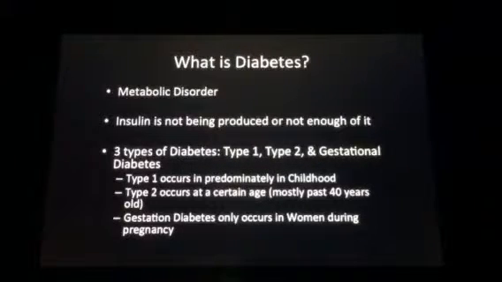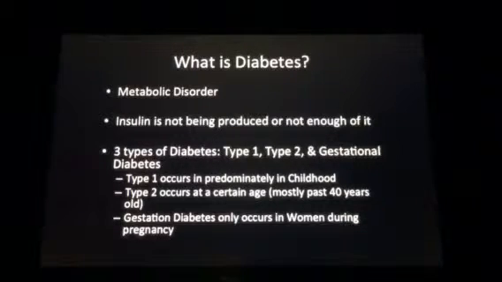First, we need to talk about what is diabetes. Diabetes mellitus is defined as a metabolic disorder of multiple etiology characterized by chronic hyperglycemia with disturbances of carbohydrate, fat, and protein metabolism resulting from defects in insulin secretion, insulin action, or even both.